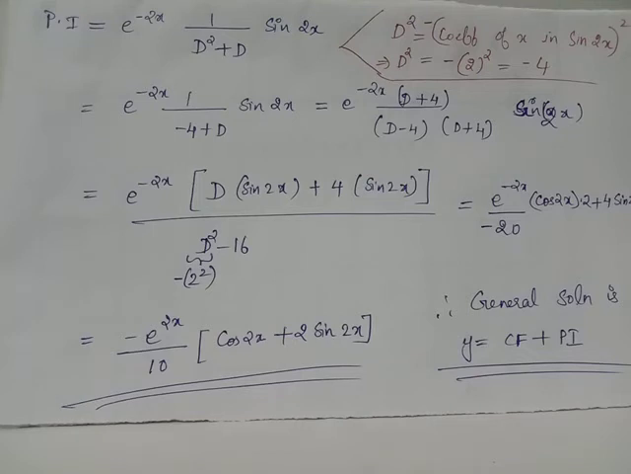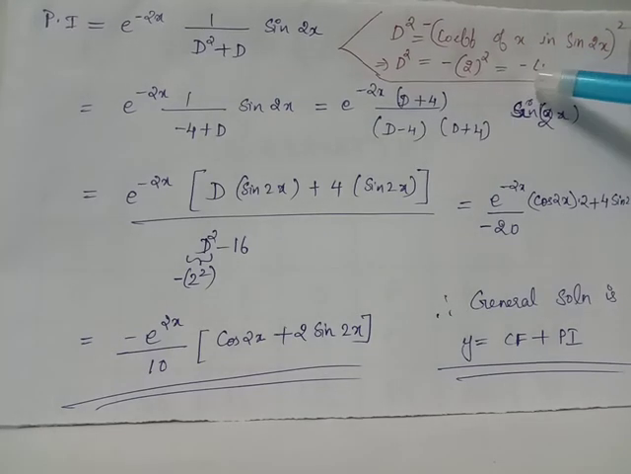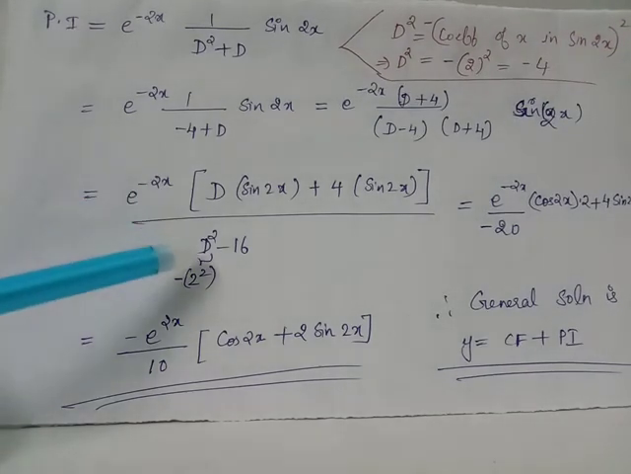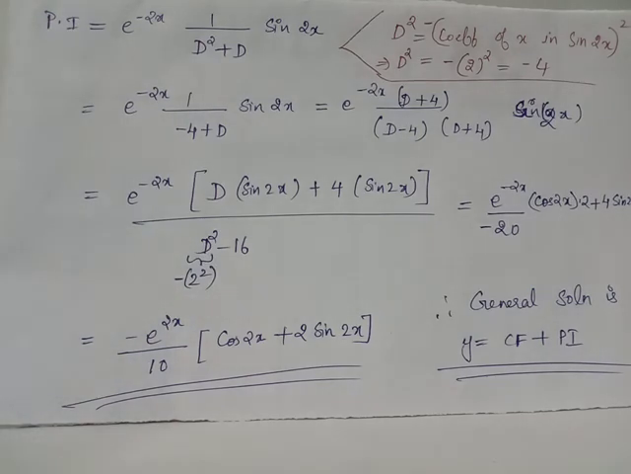In order to transform the denominator to the format a square minus b square, we will multiply numerator and denominator using capital D plus 4, so that the denominator becomes capital D square minus 4 the whole square. That is, denominator becomes capital D square minus 16. Again, this capital D square can be replaced using negative 2 the whole square, which is negative 4. Therefore, capital D square when replaced by negative 4, it becomes negative 4 minus 16, which equals negative 20.